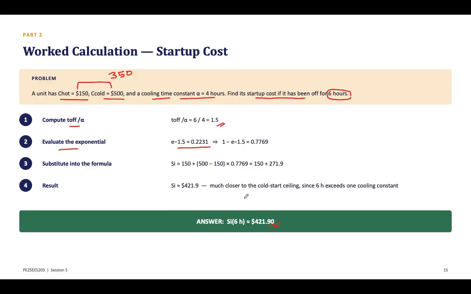See, this is very much closer to the cold start ceiling, that is 500, since 6 hours exceeds one cooling constant, right? The result is physically sensible. 6 hours exceeds the cooling time constant, so the unit has moved substantially towards the cold condition, but the cost has not mathematically exceeded the cold start ceiling, which means it has not gone beyond 500, right?